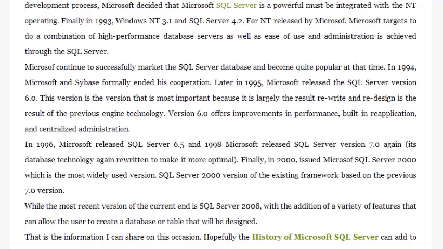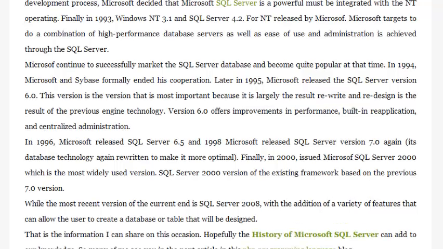This version is the most important because it is largely the result of a rewrite and redesign of the previous engine technology. Version 6.0 offers improvements in performance, built-in replication, and centralized administration. In 1996, Microsoft released SQL Server 6.5.